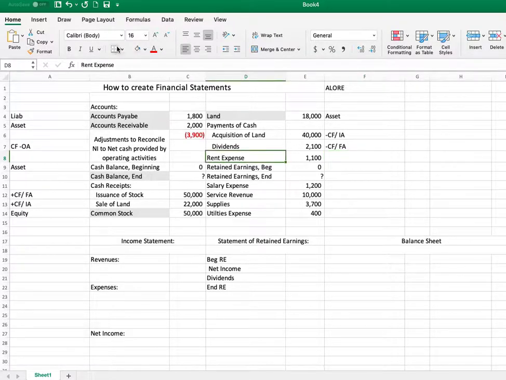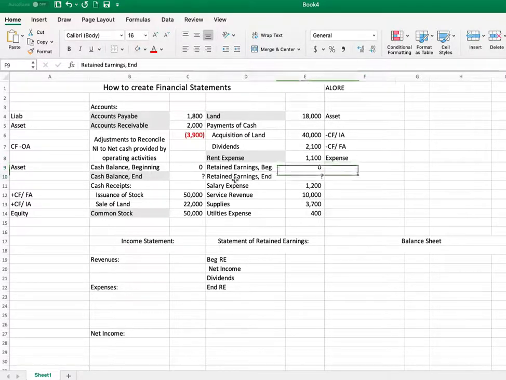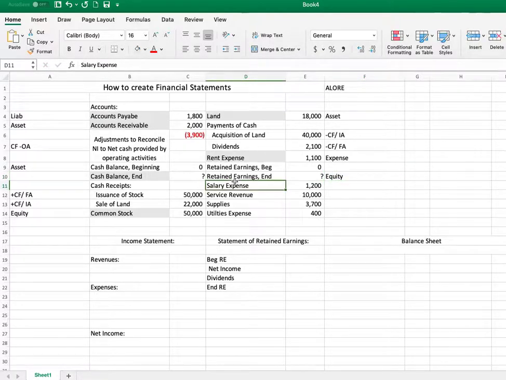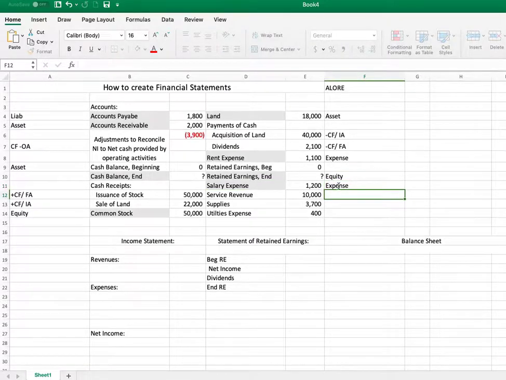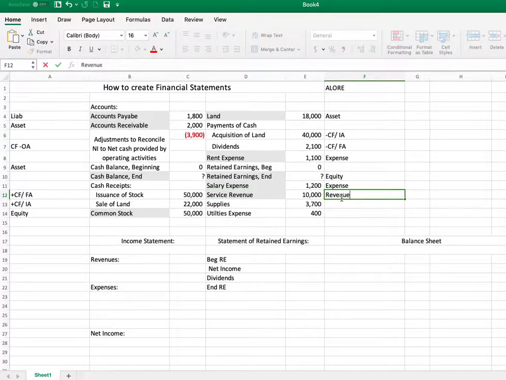Rent expense is another account, and rent expense is an expense. Retained earnings is an equity account. And I'm going to gray this one out because we're going to need that for our financial statements here. Salary expense is an expense account. Service revenue. Now this is a very important one because this is a revenue account.